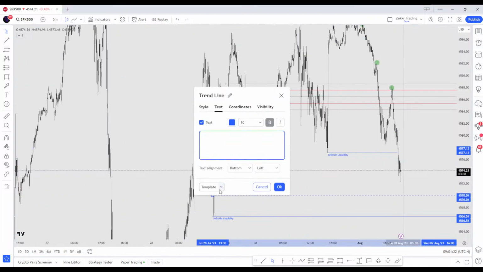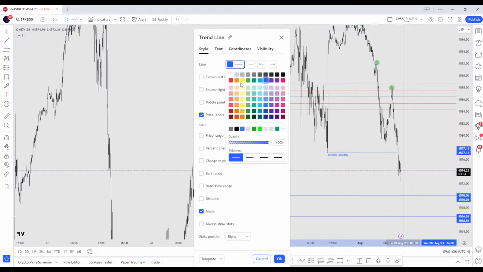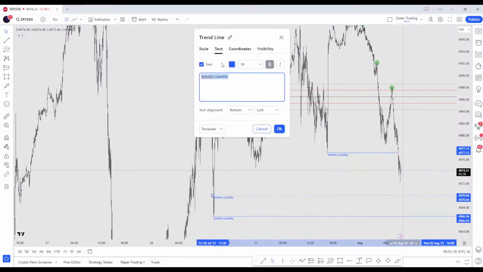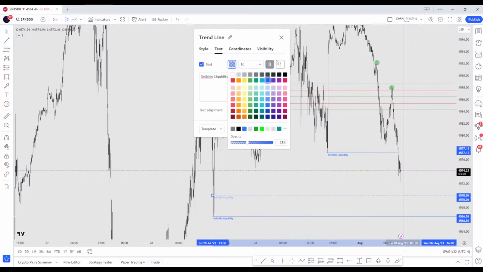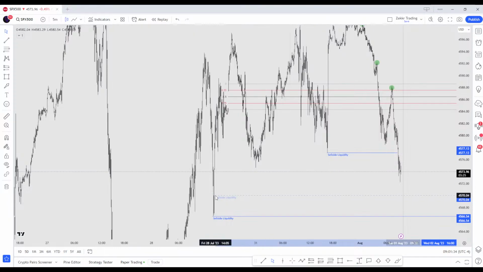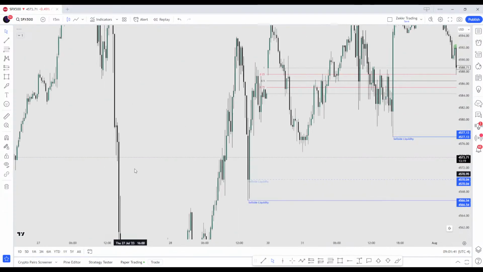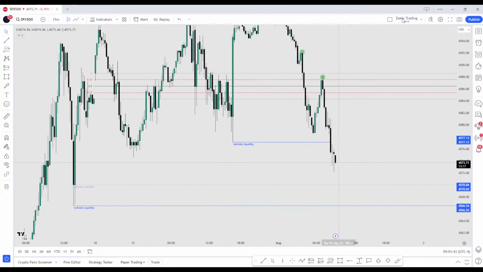I'm just gonna do sell side liquidity template, sell side liquidity, and then move to dashed, and then text also right here. So it's kind of partial sell side because of the rejection block on the 15-minute, but we will see. It doesn't look too bad, to be honest.